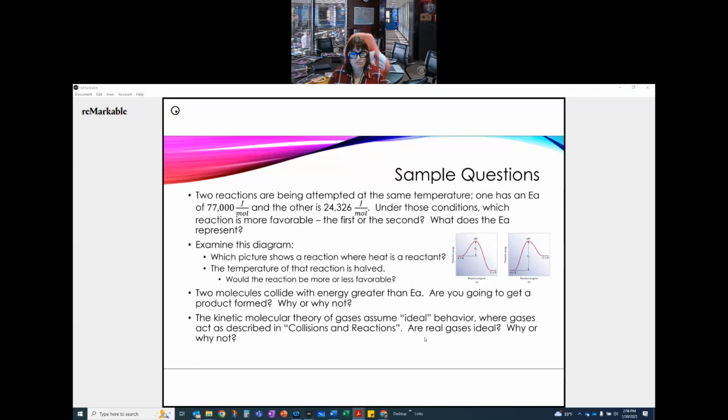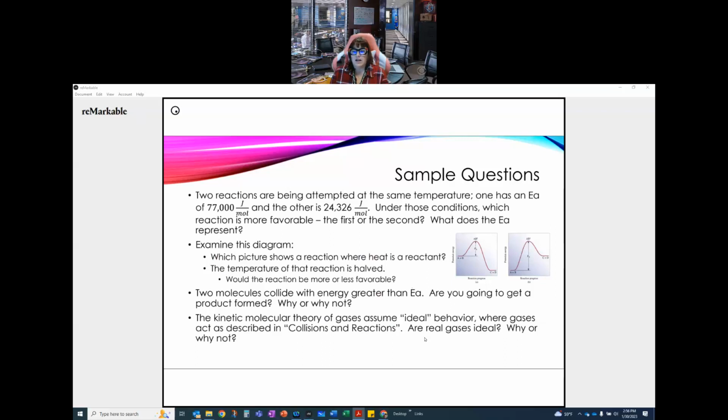Okay. Let's talk about these sample questions. Two reactions are being attempted at the same temperature. One has an EA of 77,000 joules per mole, and the other is 24,326 joules per mole. Under these conditions, which reaction is more favorable, first or the second? And when I mean favorable, I mean which gives me more product. I would say the second one, because it's the lower energy, so it's going to be easier to hit that boundary, okay?